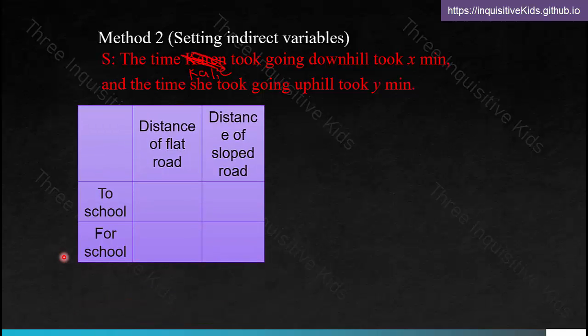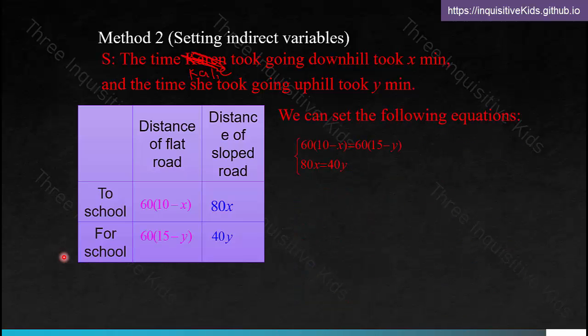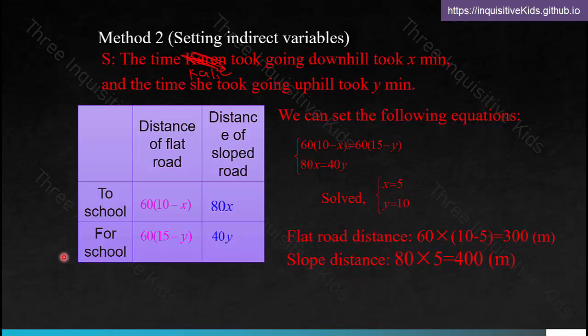So we know the distance of the sloped road is 80x. This is 60 times 10 minus x. So we can set the following equations. 60 times the difference of 10 and x is equal to 60 times the difference of 15 and y. 80x is equal to 40y. Solve: x is equal to 5, y is equal to 10. So the flat road distance is 300 meters, and the slope distance is 400 meters.